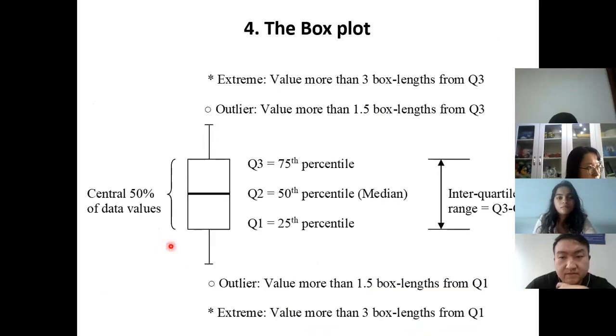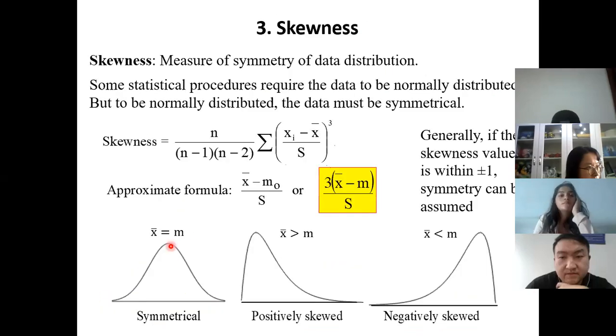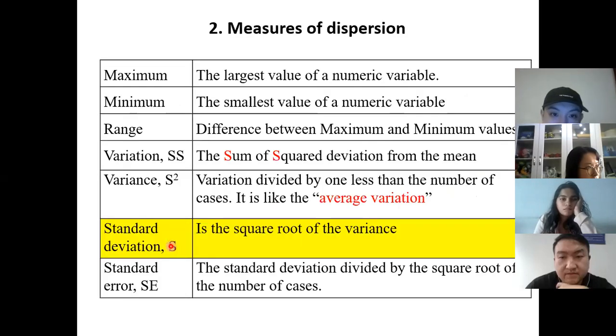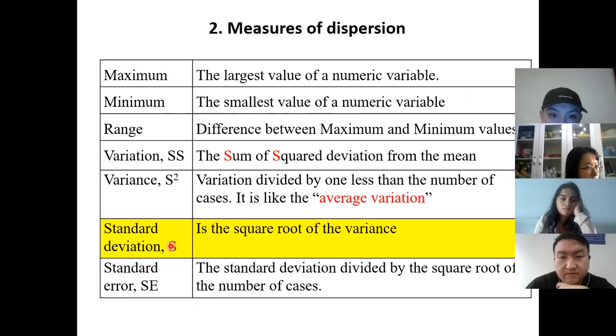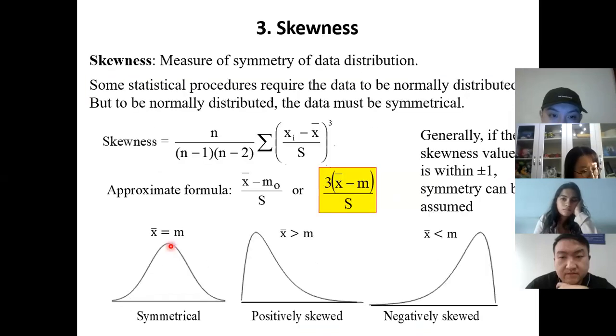And then normality, right? Sorry, so far only these 3. So far, mean, median, central tendency, dispersion, standard deviation, and skewness.